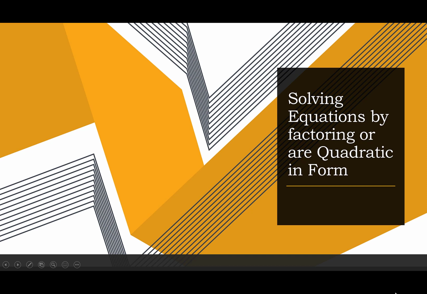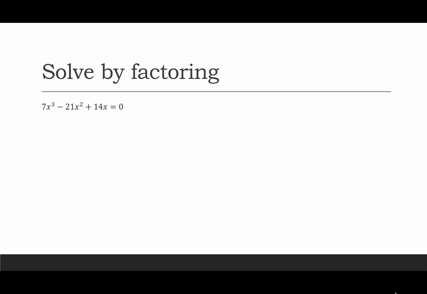Hi everybody, today we are going to solve equations by factoring or our quadratic form. So let's first start off with our factoring, and this will kind of feel familiar to other things that we've done in this class. So we're going to start with 7x cubed minus 21x squared plus 14x equals 0.